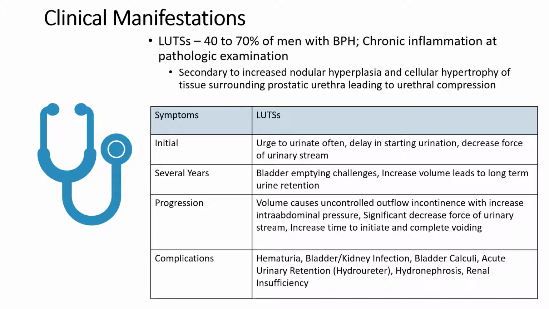The following are the lower urinary tract symptoms. Initially, there's an urge to urinate often. There's delay in starting urination. There's decreased force of urinary stream. And after several years, bladder emptying challenges happen. Increased volume leads to long-term urinary retention as well. And further progression would result in volume that causes uncontrolled outflow incontinence with increased intra-abdominal pressure. There's a significant decreased force of urinary stream and an increased time to initiate and complete voiding.